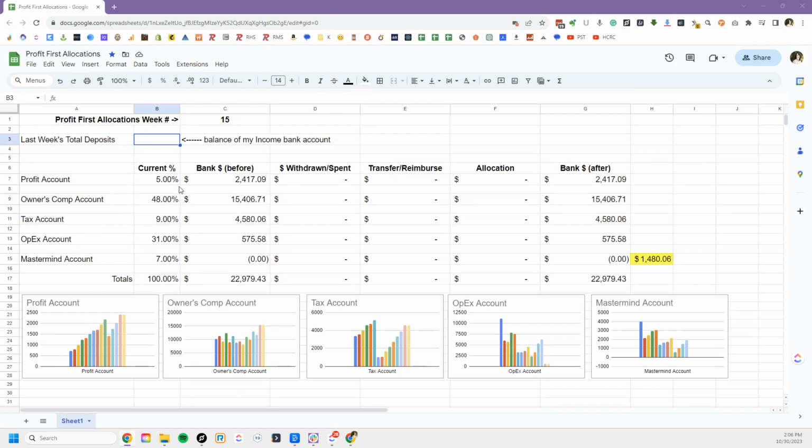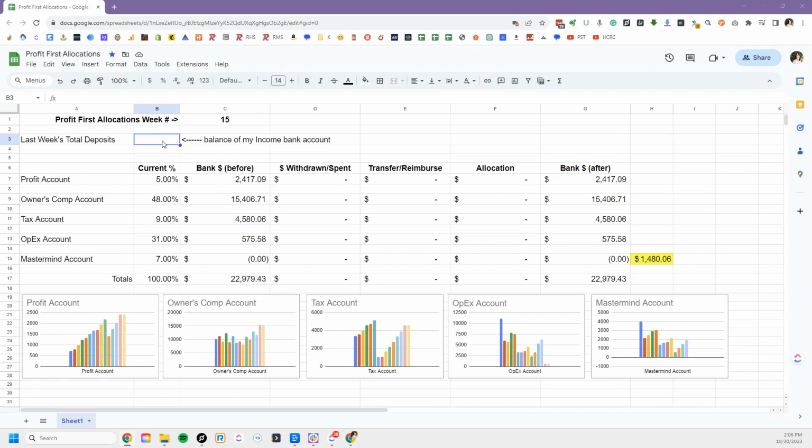And then we're going to show how my deposits from last week get allocated out to my different Profit First accounts based on current percentages. And then I will document any transactions that happened within those accounts and transfers, so you can see how this works. And then the graphs below show the history. The numbers you're seeing are just this week's activity summarized in a high-level overview, but these graphs down here are showing the trends of what's been happening in each of these accounts.